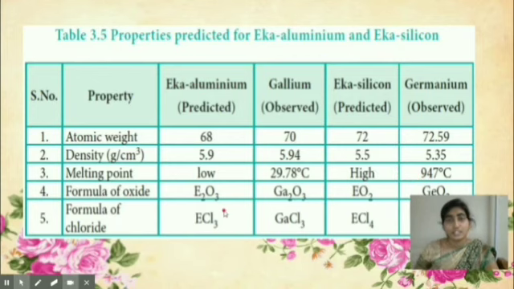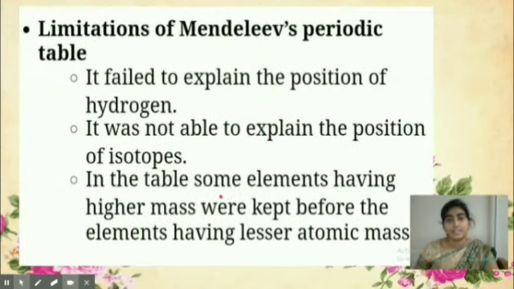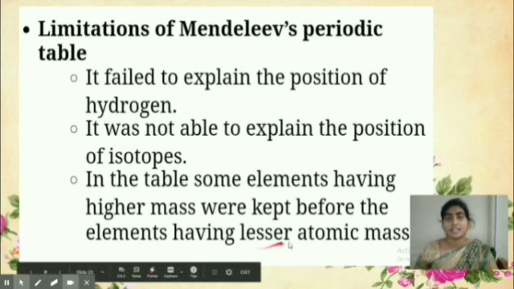Let's move on to the limitations of Mendeleev's periodic table. So these are the limitations. Mendeleev's periodic table failed to explain the position of hydrogen. It was not able to explain the position of isotopes. You know what isotopes are? Protium, deuterium, and tritium. In the periodic table, some elements having a higher mass were kept before elements having lesser atomic mass. So these are the limitations of Mendeleev's periodic table.